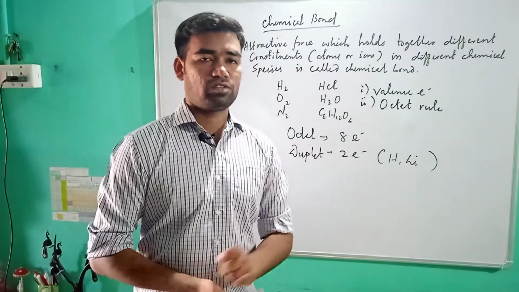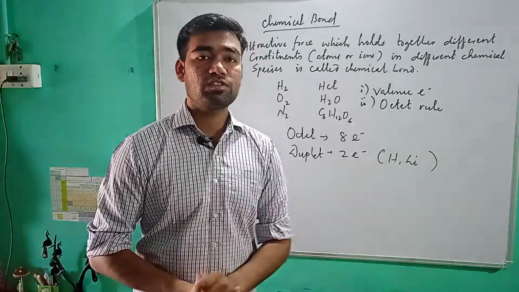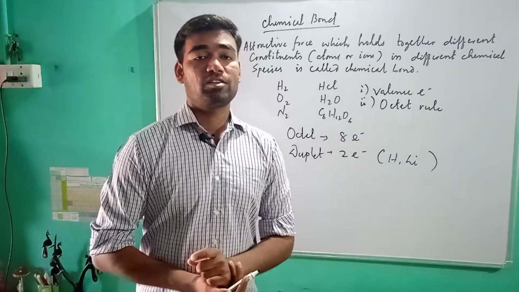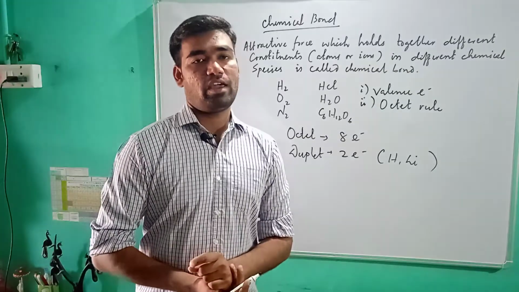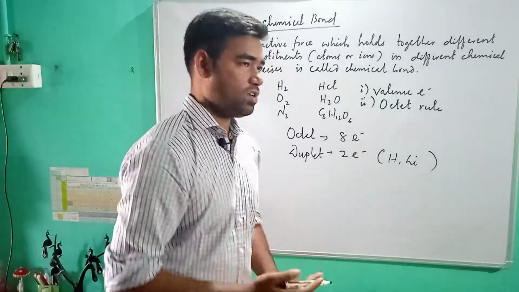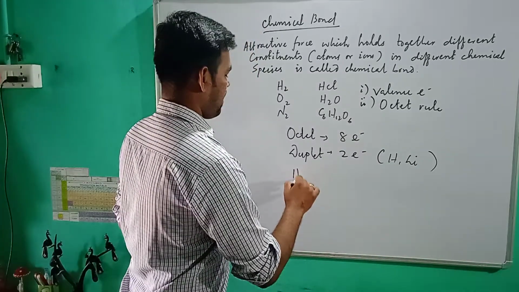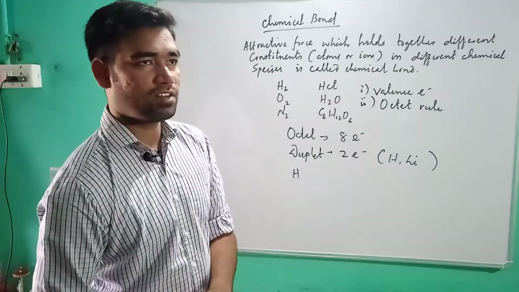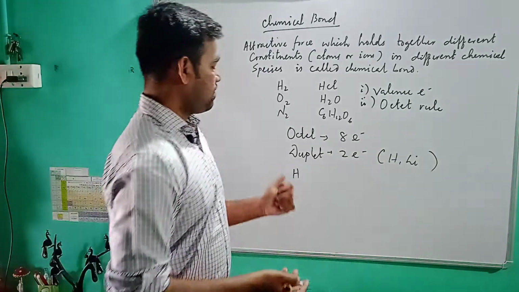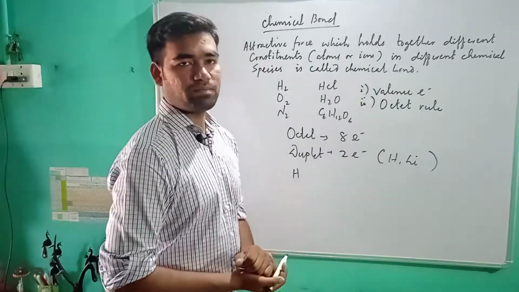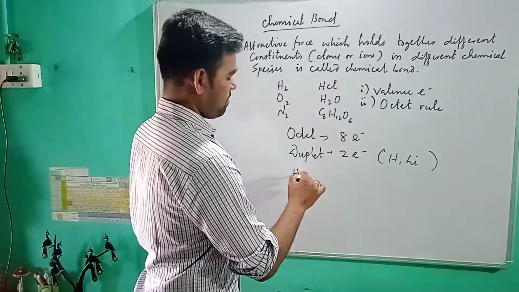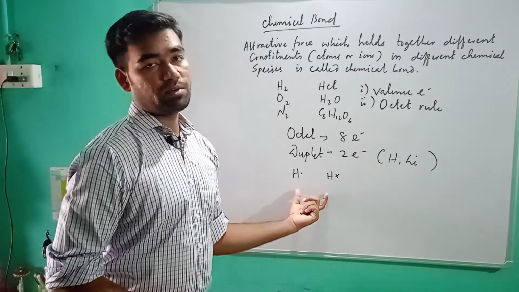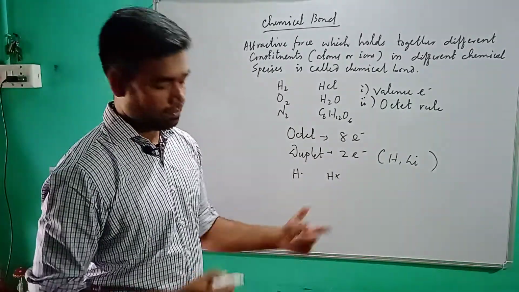So Kossel and Lewis suggestion states that the valence shell electrons, they are represented by either dots or cross around the atom. Suppose I am writing hydrogen atom and it is participating in chemical bond with its electron, the valence shell electron. That means I have to write the valence electron present in hydrogen atom, and I can present that with a dot symbol or with a cross symbol, and that is how a Lewis representation of valence electron is done.